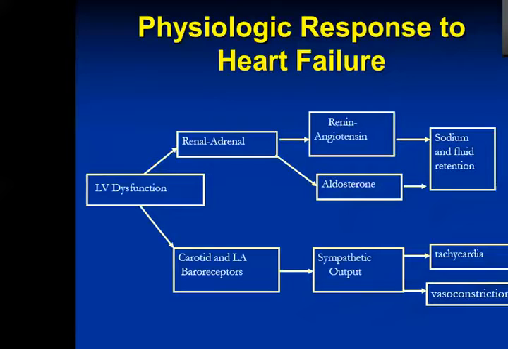And these all lead to, in the second step, renin, angiotensin, aldosterone, and increased sympathetic activity, which ultimately leads to sodium and fluid retention. It leads to tachycardia. It leads to vasoconstriction. And all these compensatory mechanisms initially help the heart to cope with this failing situation. And by means of this compensatory mechanism, it keeps the patient asymptomatic.